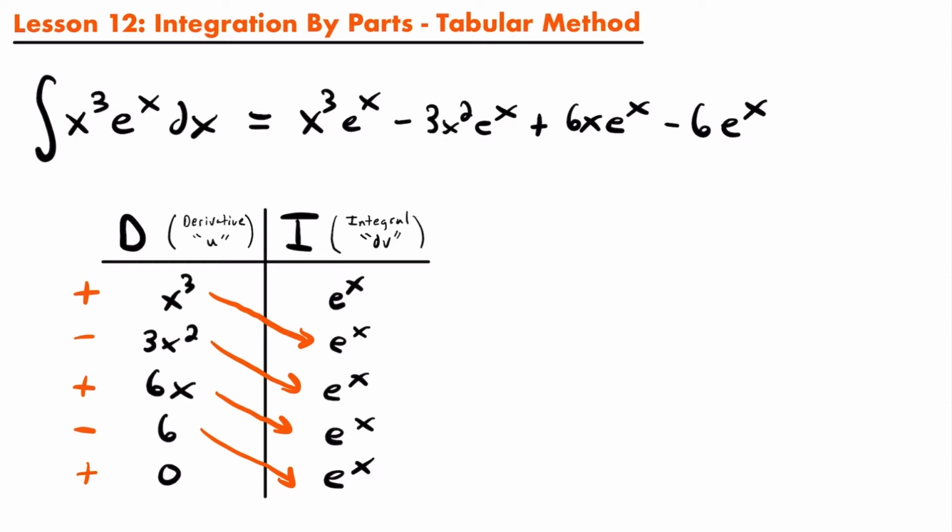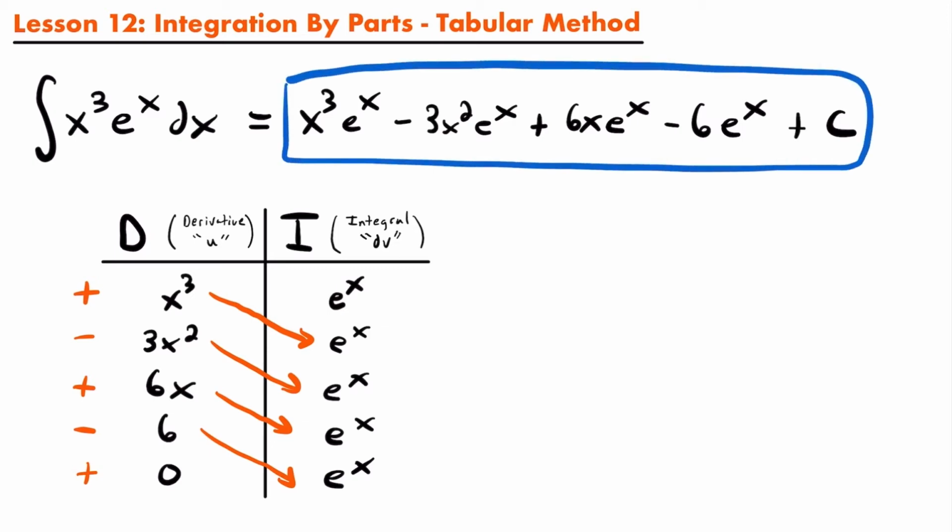And then we're done. We don't need to multiply 0 by anything because 0 times anything is just going to be 0, and so negative 6 times e to the power of x is the last term that we will get from this table. We just need to remember to add plus c to the end of our solution. And so then what we have right here is the antiderivative, or the solution, to this integral.